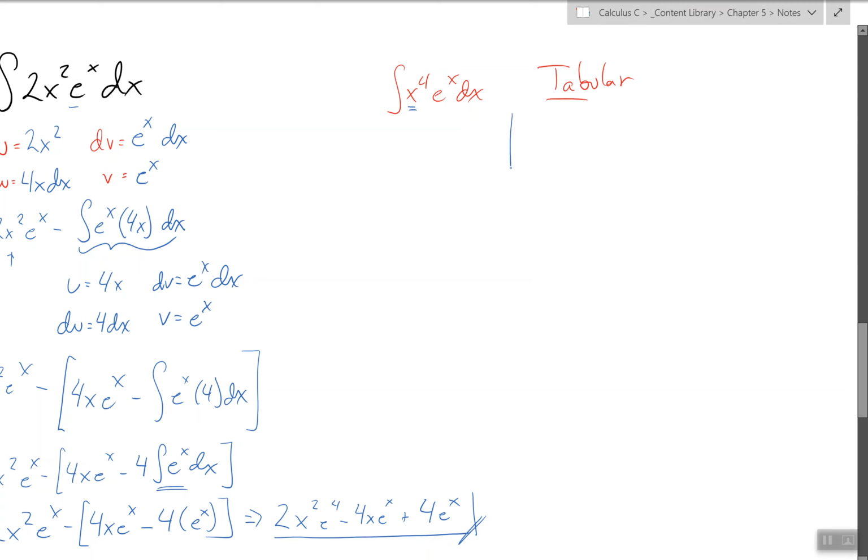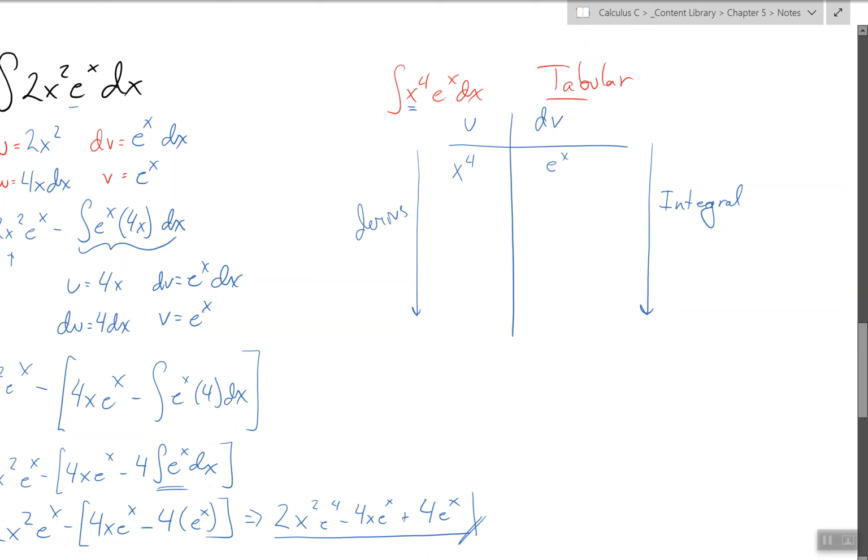Tabular, you make a table, hence the name tabular. On the left column, you're going to be putting in your u function, what would have been your u, and on the right column, it would be dv. For the left-hand column, you're going to be taking derivatives the whole time, because that's what we did with u. We found du, and then du again and again. For the right-hand column, the dv side, you're going to be taking integrals. And that's because we had dv, and then we found v. So it still fits the same pattern of work we were doing. So our original u is x to the 4th, and our original dv is e to the x.